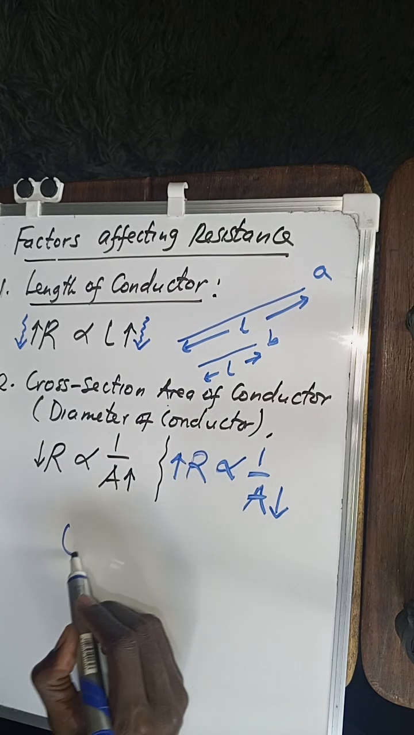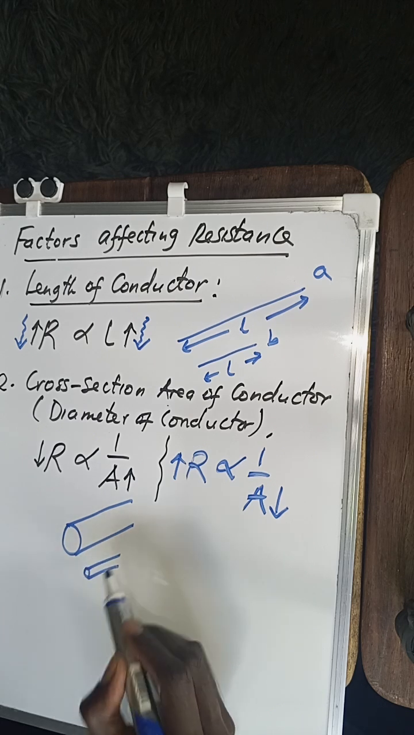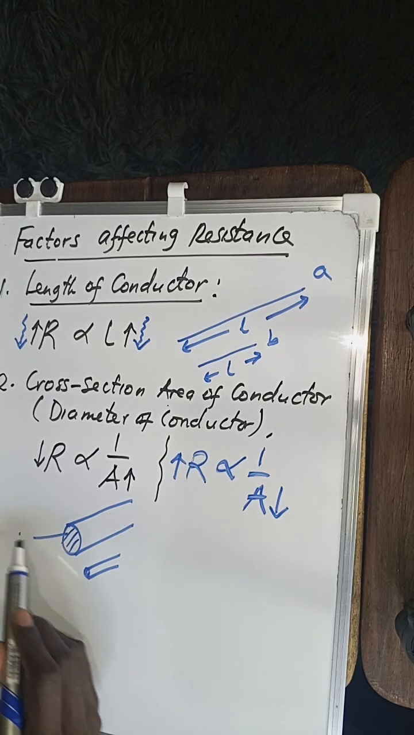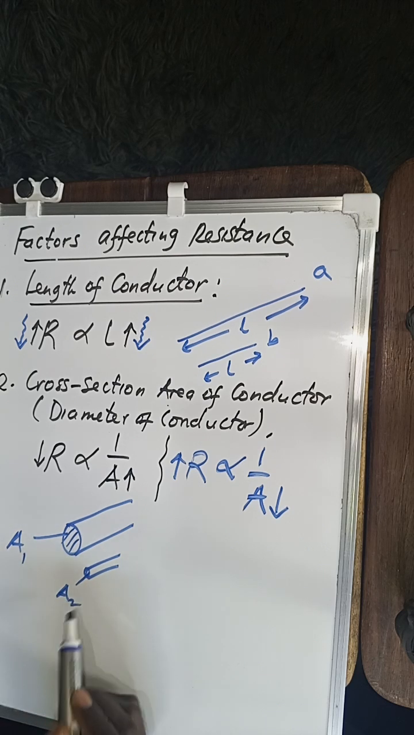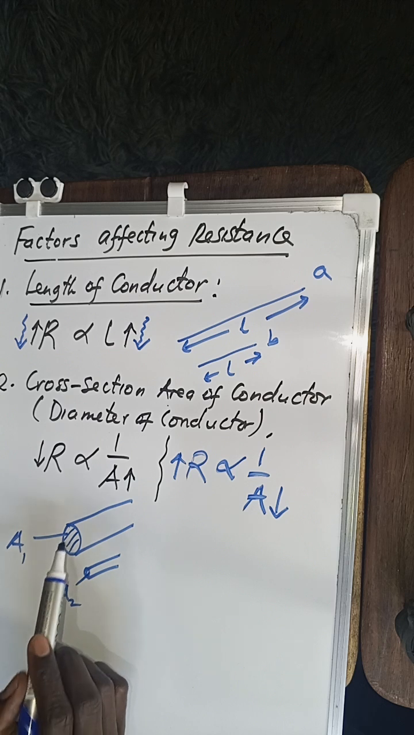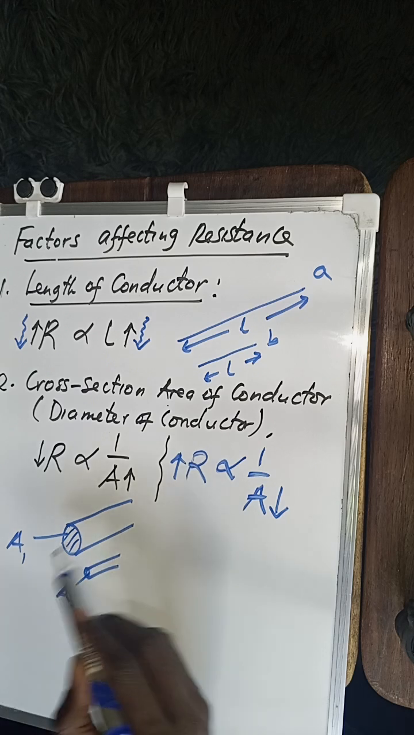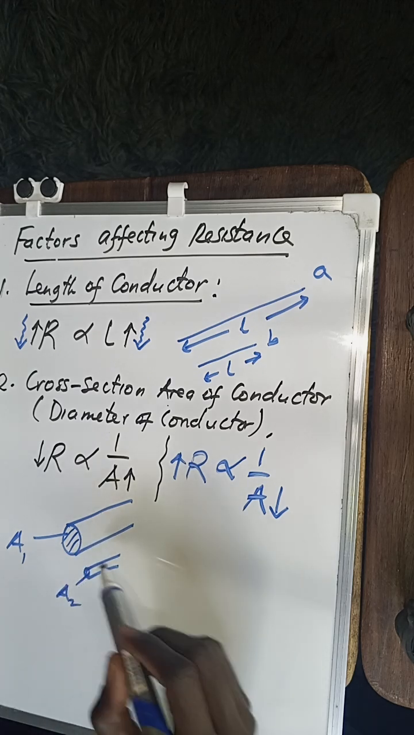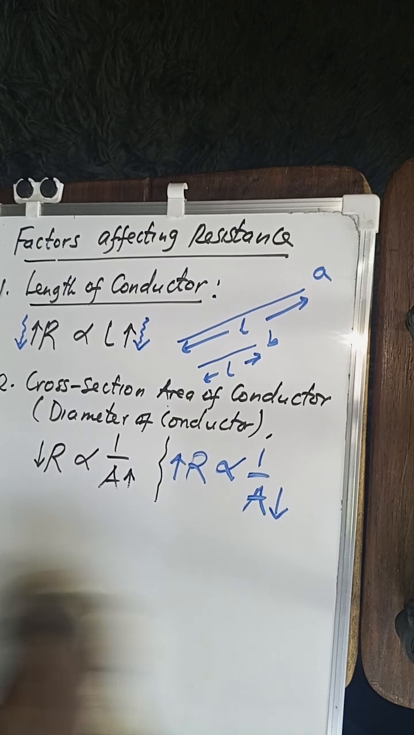So look at this. In case you have 2 wires, you have a bigger cross section area and a smaller one. Let me call them A1 and A2. This conductor has a bigger cross section area, so if we increase it, the resistance will be reduced. But in the smaller one, electrons will not be passing properly, and hence you are increasing the resistance. So that is the cross section area of the material.